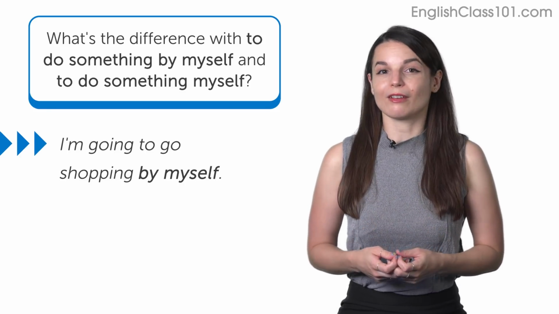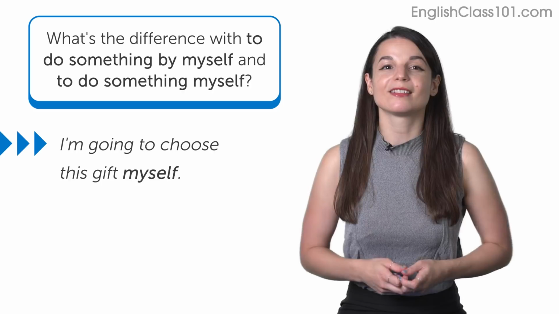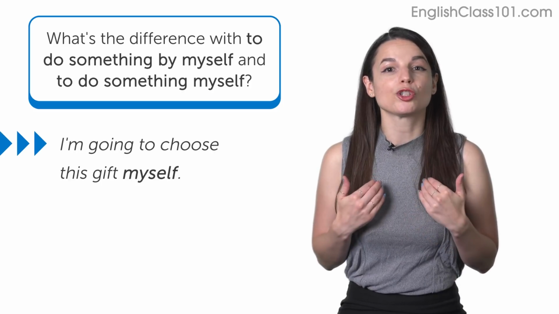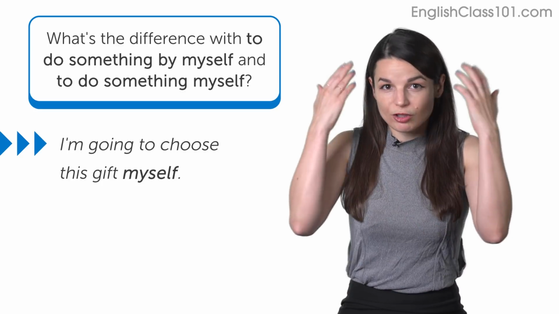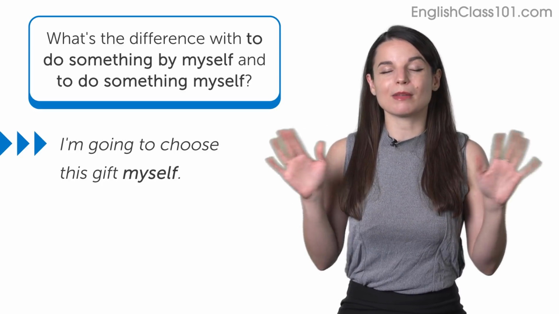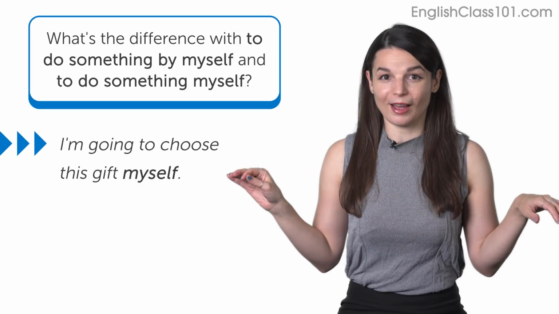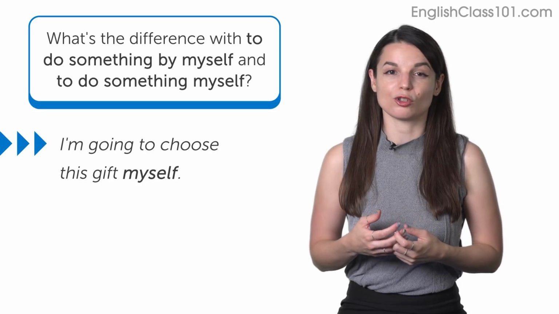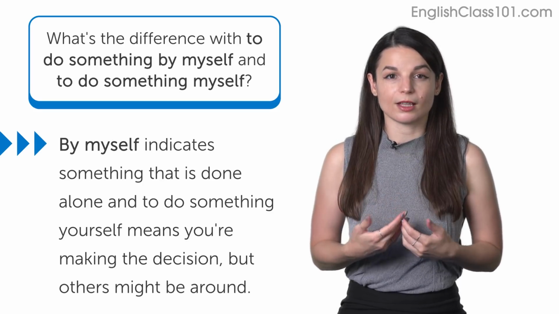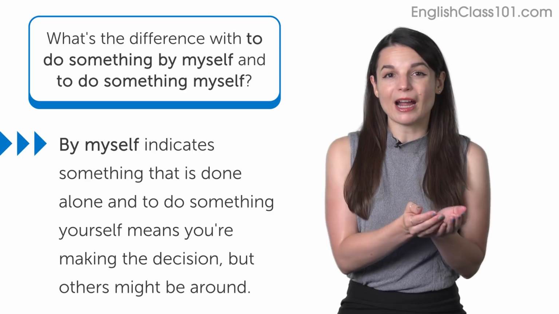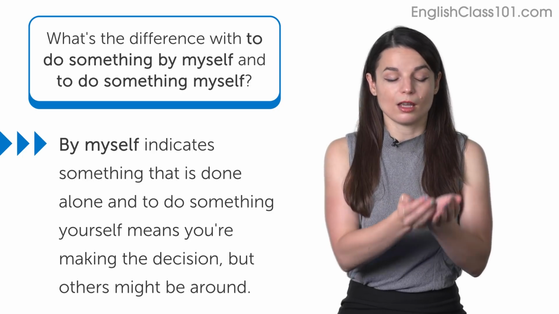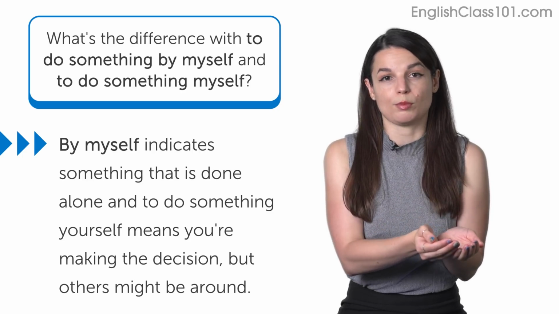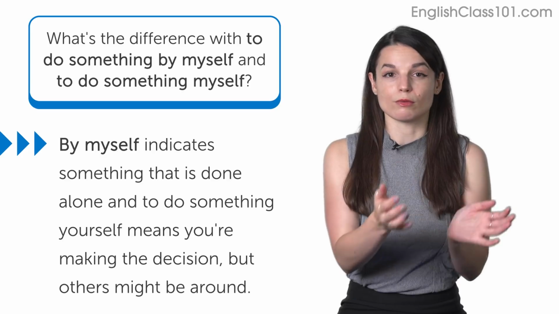You could also say, for example, I'm going to choose this gift myself, meaning I want to make this decision with just my mind, with just my brain. It doesn't mean I need to be alone to do that. So this is maybe a kind of small nuance in some situations, but the basic feeling, the key feeling here is, "by myself" indicates something that is done alone, no other people, no outside help, no other resources.